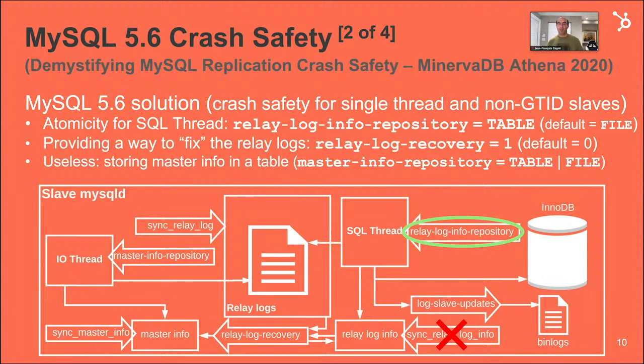There's a parameter that has to be set so that relay log info is in a table, and relay_log_recovery is the second part of MySQL 5.6 crash safety. And there's also master_info_repository. I don't think it's very useful; it brings nothing for replication crash safety.